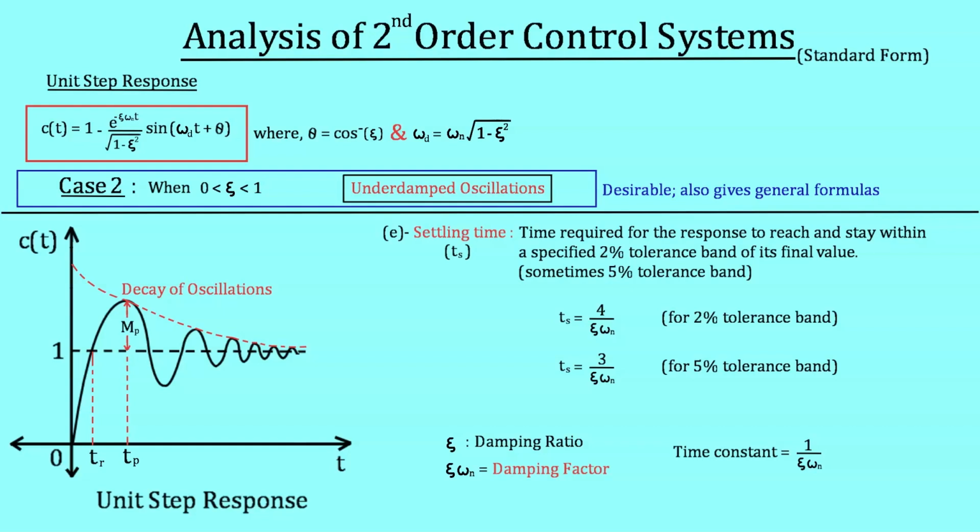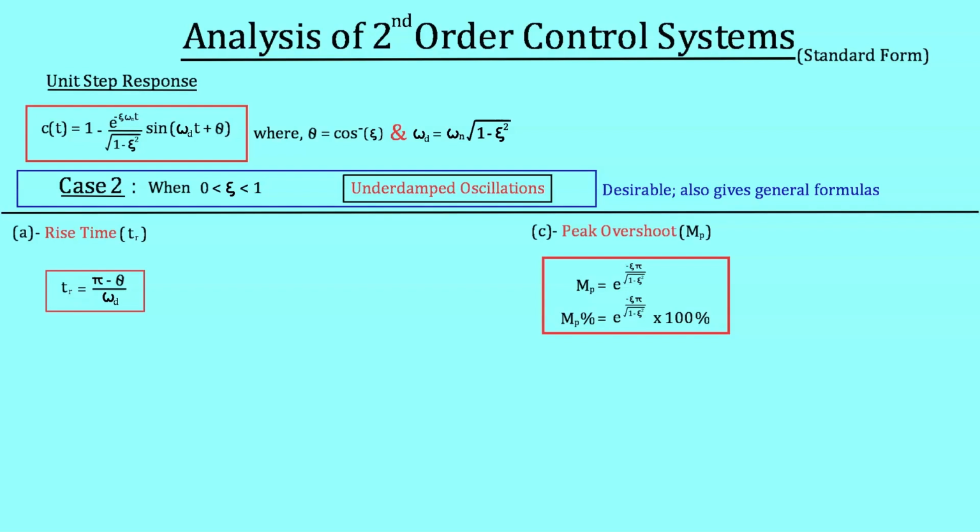We have the time constant, which is equal to 1 divided by zeta times omega n. And we also have the formula for settling time, which also contains only zeta and natural frequency. There is one more point which will help you understand how to answer theoretical questions. We have seen 5 parameters and 2 of them are rise time and peak overshoot. The formulas we have already seen.